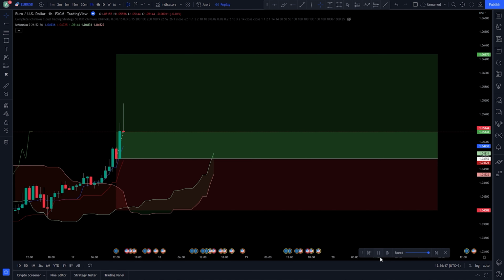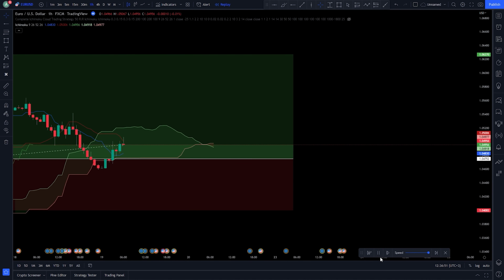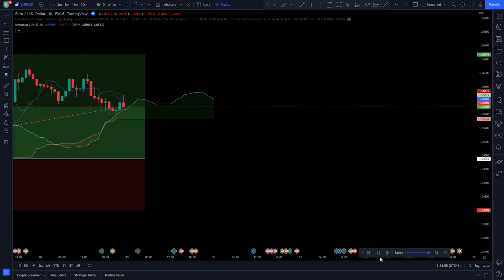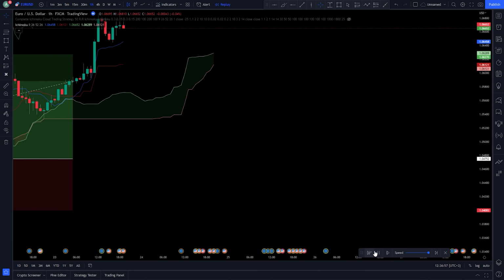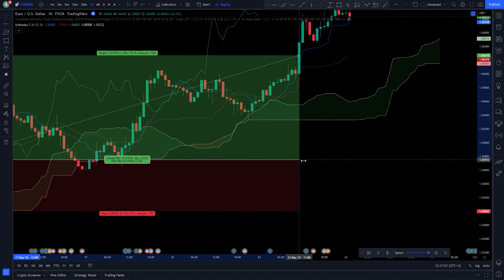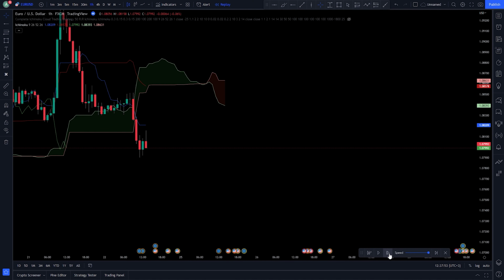Let's see what happened to our trade. As we can see, it hit the target. And now let's move on to the short condition.